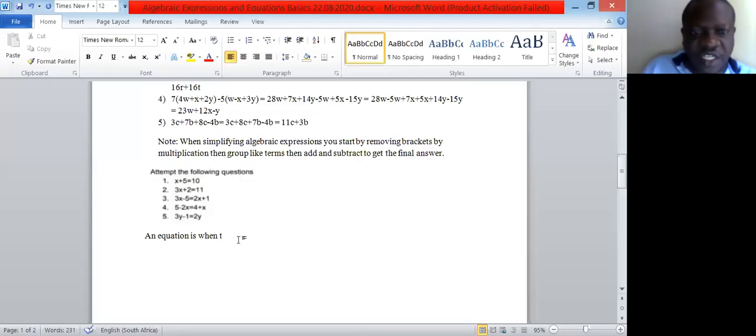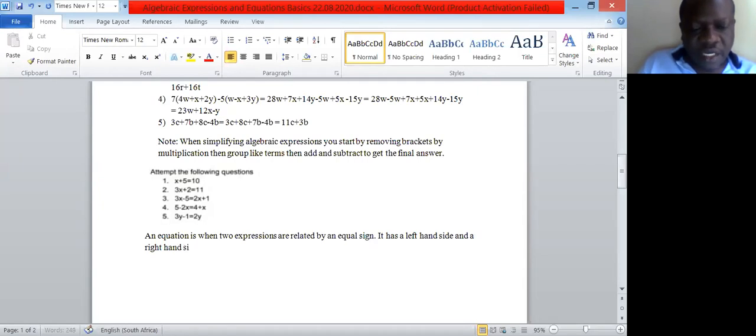Right, an equation is when two expressions are related by an equal sign. So it has a left hand side and a right hand side of the equal sign.